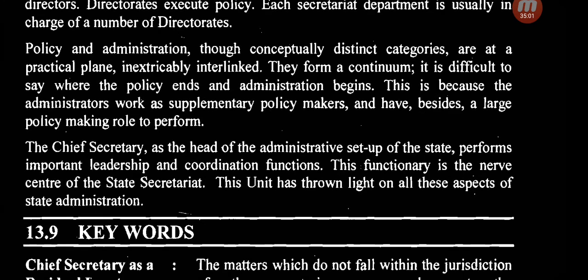Policy and administration, though conceptually distinct categories, are on a practical plane inextricably interlinked. They form a continuum. It is difficult to say where the policy ends and administration begins. This is because the administrators work as supplementary policy makers and have, besides, a large policy making role to perform. The Chief Secretary, as the head of the administrative setup of the state, performs important leadership and coordination functions. This functionary is the nerve center of the state secretariat. This unit has thrown light on all these aspects of the state administration.